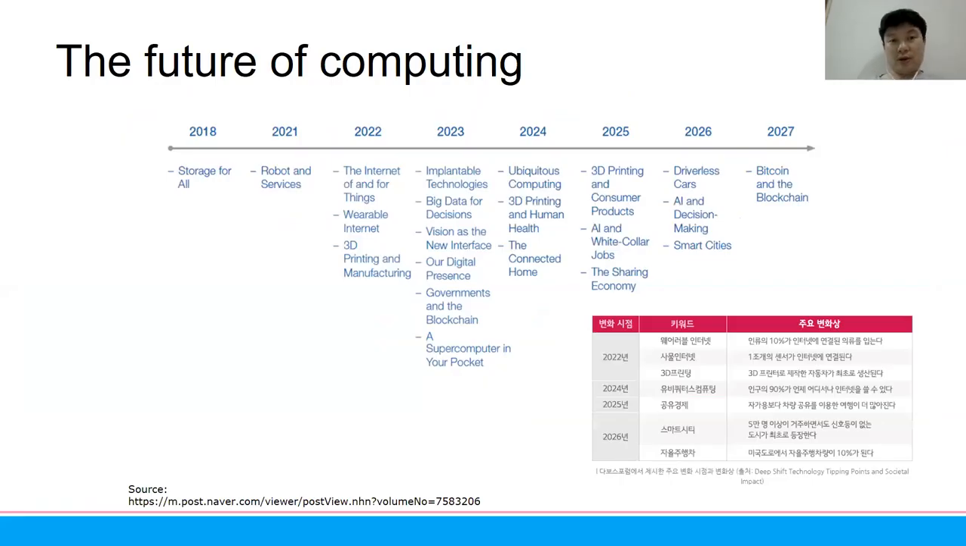The future computing, okay? In 2018, they had the term storage for all. So how can you manage storage for every item? So the cloud has been developed. But in 2021, it changed to robot and services. In 2022, we hope that the Internet of Things and Internet for Things will be the popular word, and wearable internet, 3D printing and manufacturing, those are popular in 2022.